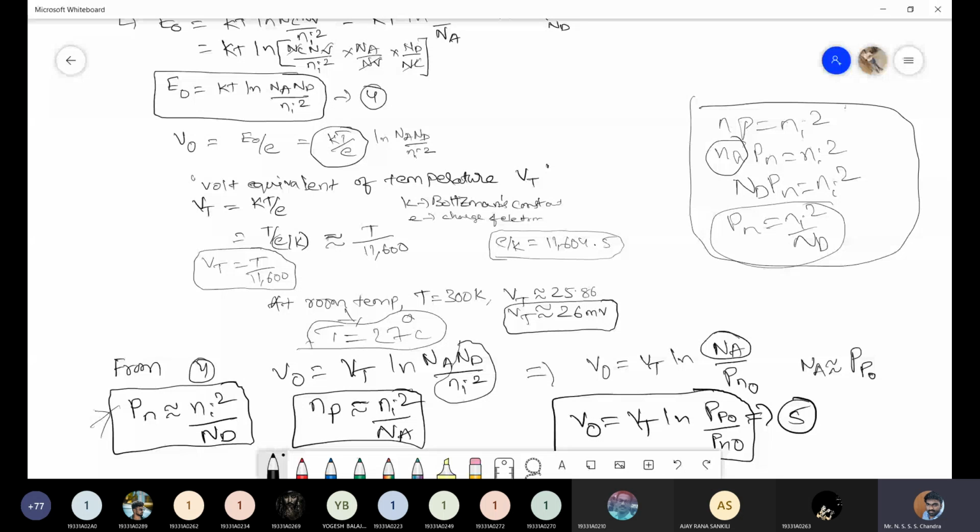Also I know that the acceptor ion concentration is nothing but your hole concentration in p-type material. So I'm writing Na is nearly equal to Pp. I'm replacing that here, so I'll be getting V0 is equal to Vt log (Pp by Pn). The O is only substituted to represent that it's an open circuit condition.